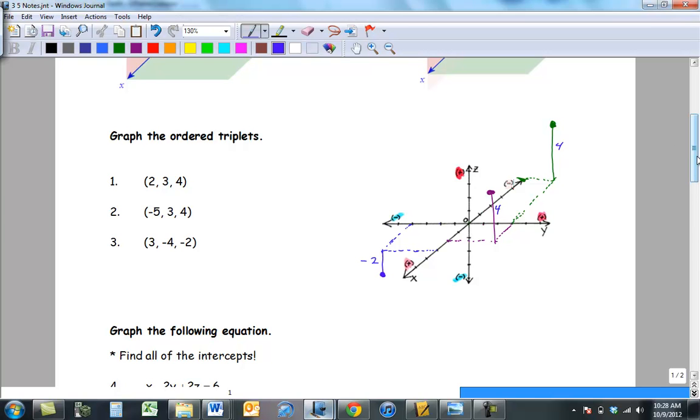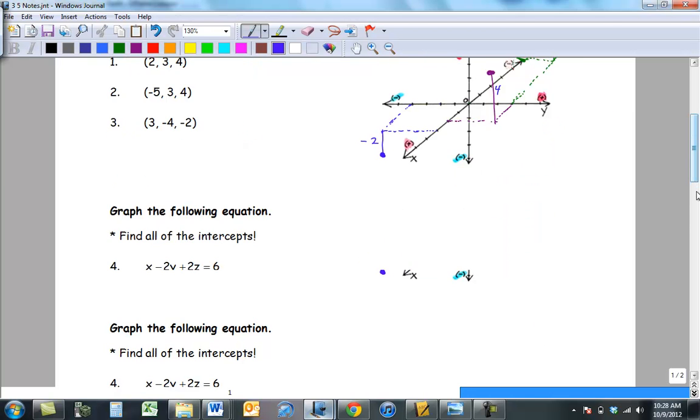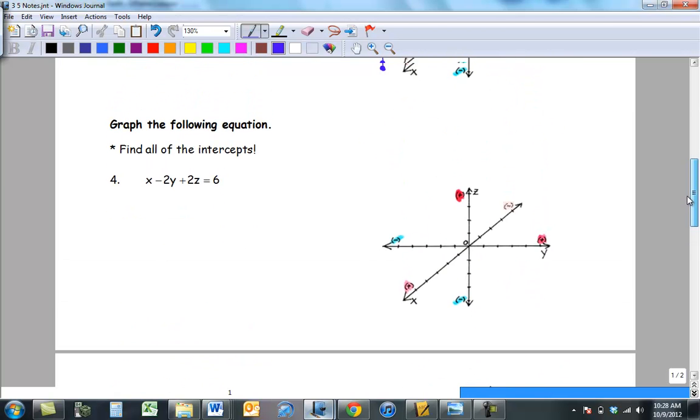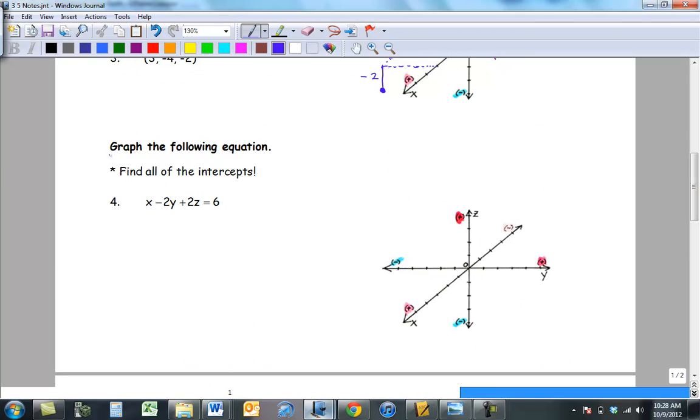All right. Plotting points. That's the hard part. Even though it's the first thing, that's actually the hard part of this lesson. Now, we're going to graph the following equations. Now, think about it. If we graph y equals 2x plus 4, that makes a line. 2 variables make a line. Well, here's the thing. Here we have 3 variables. 3 variables are going to make... We'll talk about that in just a minute.